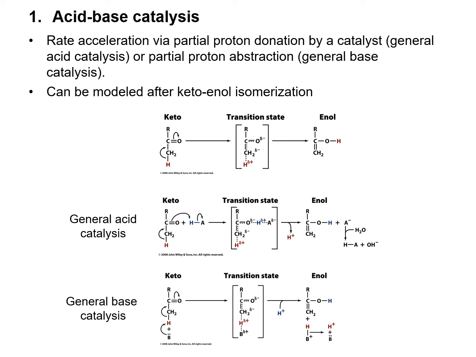And the first one is acid-base catalysis, which accelerates the reaction rate via partial proton donation by a catalyst in general acid catalysis, or partial proton abstraction in the general base catalysis. Now let's talk more about these general acid and general base catalysis, as well as their differences in their mechanisms, by looking at this keto-enol isomerization. And you should be familiar with these keto or enol forms, which were covered in previous lectures.